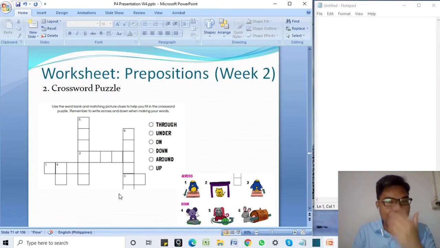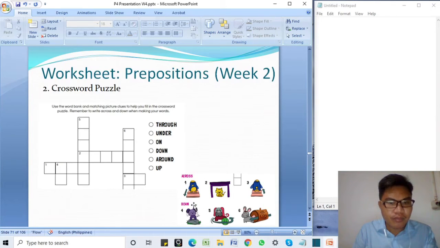So this is the next worksheet from week 2. What you're going to do is match the pictures to help you fill in the crossword puzzle. So this is the puzzle. You're going to use these pictures here to guide you in answering each of the puzzle items, either across or down. So let's start with this one, across.